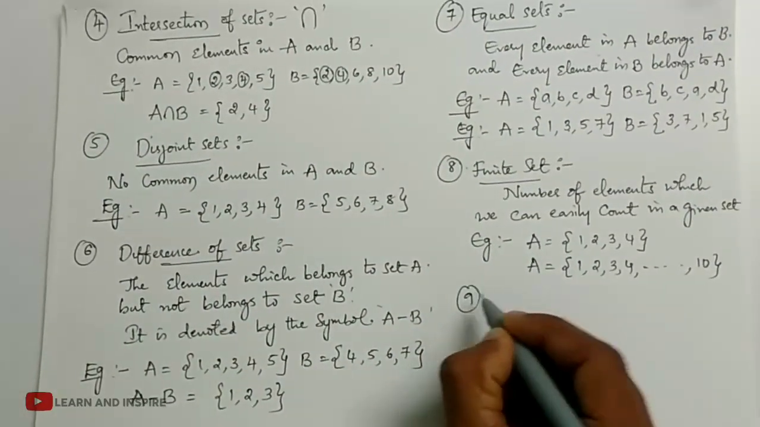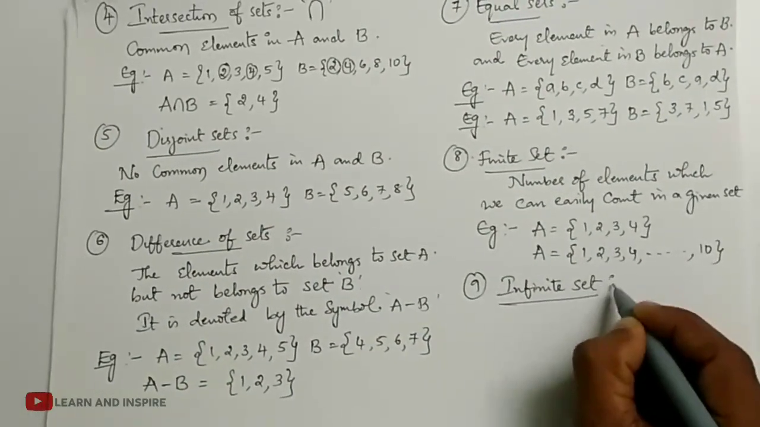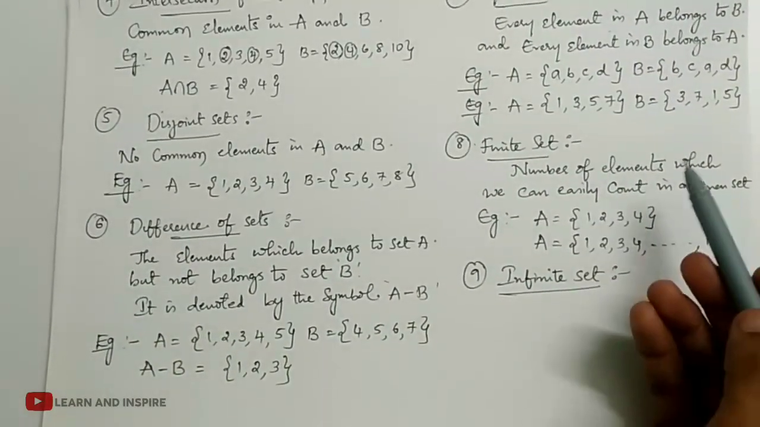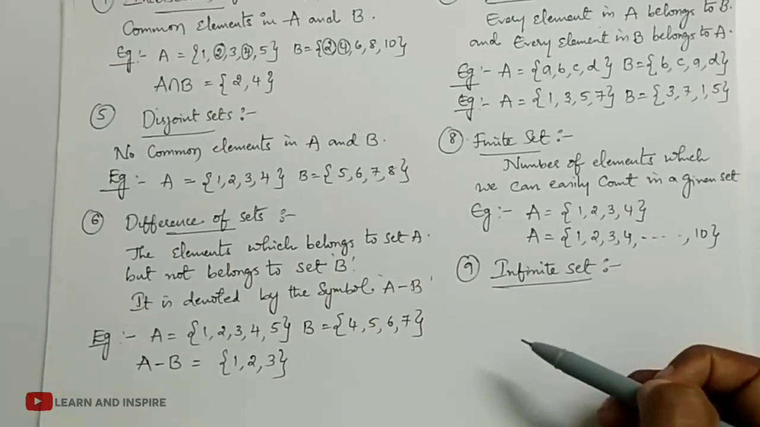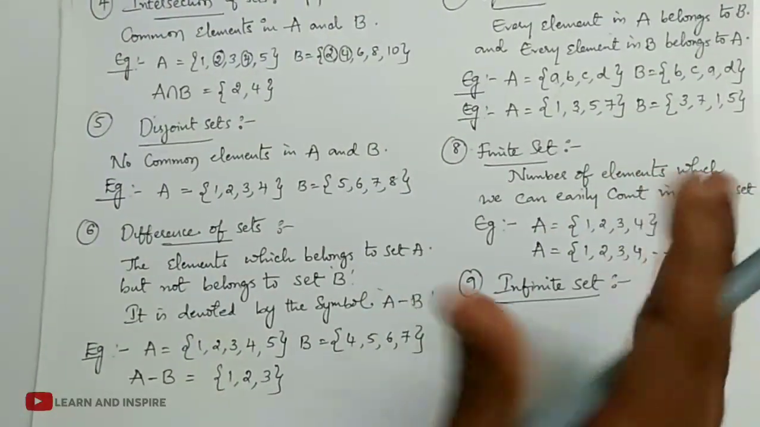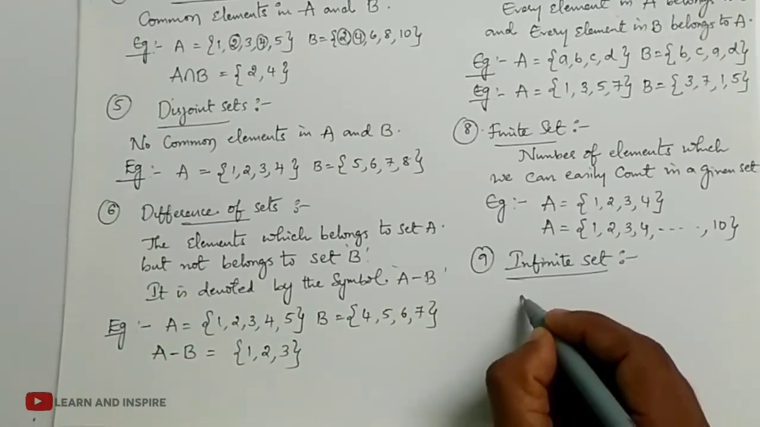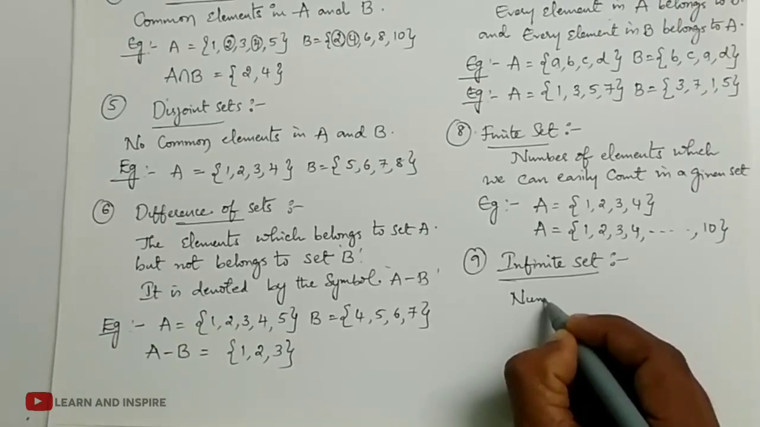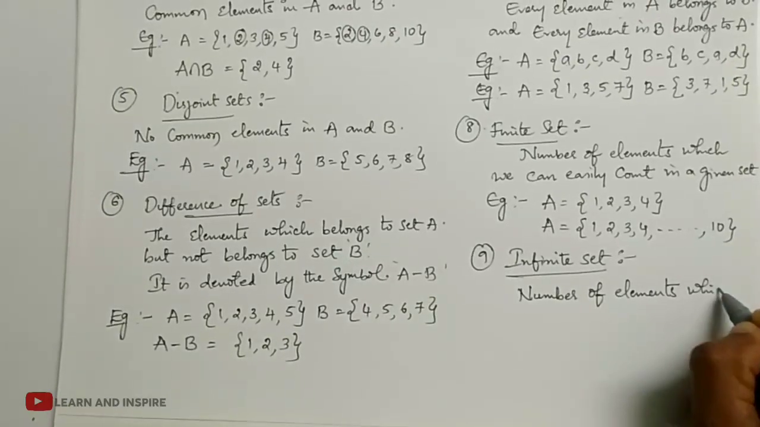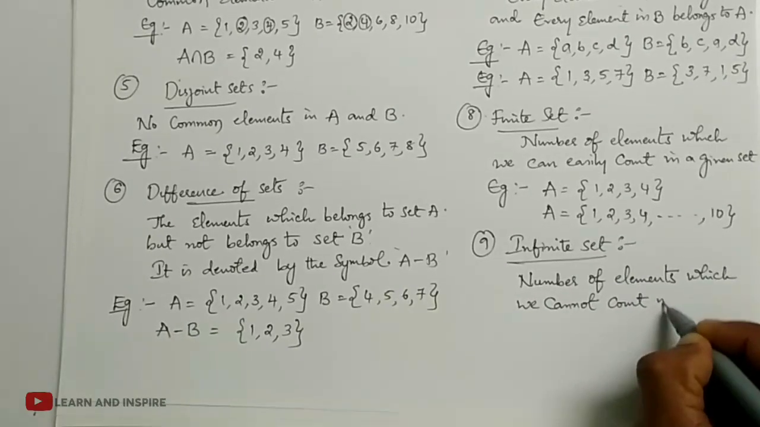Next one, infinite set. The opposite of a finite set is infinite. The definition of a finite set is a set whose elements we can easily count, whereas in an infinite set we cannot count the number of elements in a given set, so we call it an infinite set.